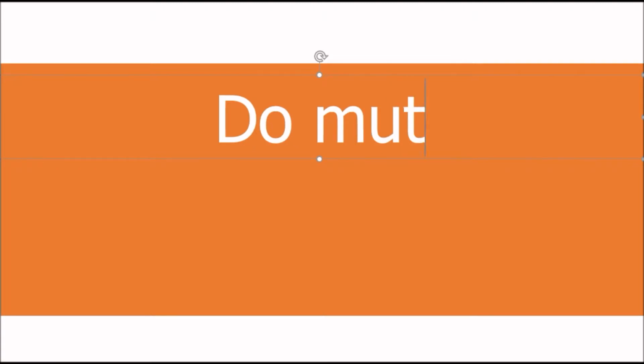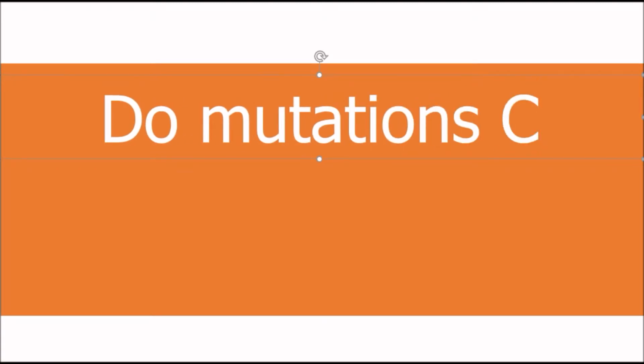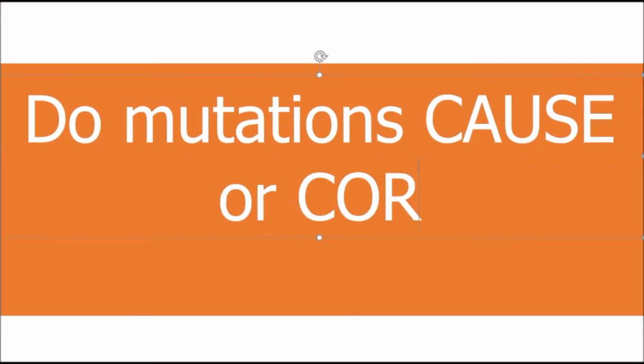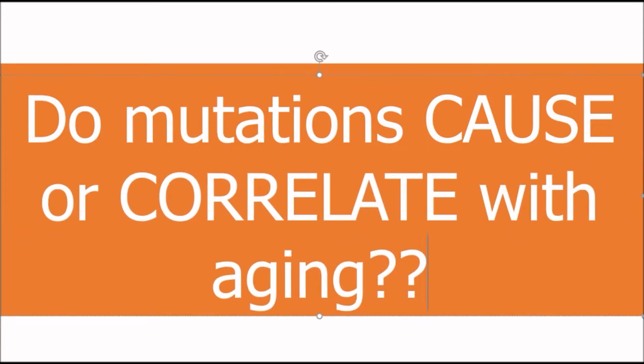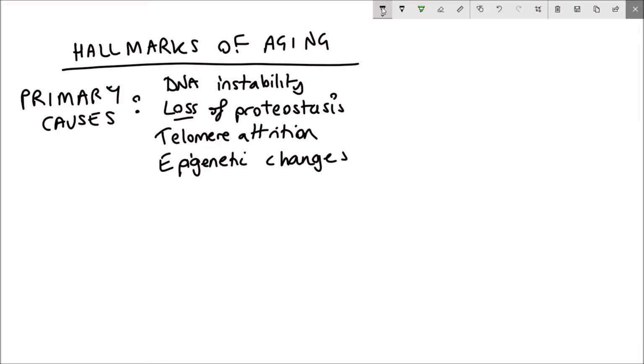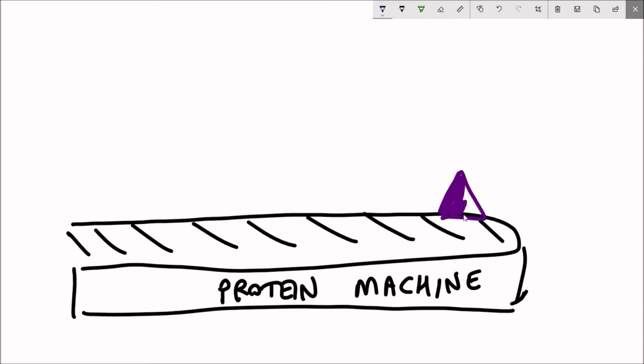But is this just a correlation, or is it actually a causation? To really get an understanding of this, we really need to have models whereby we can prevent damage and see a reduced aging rate. So the next primary cause of aging is loss of proteostasis.